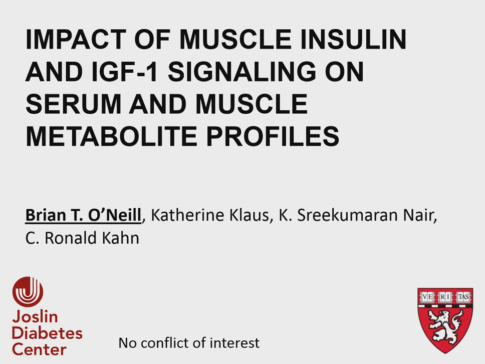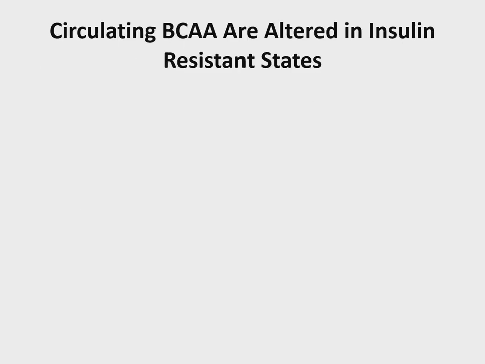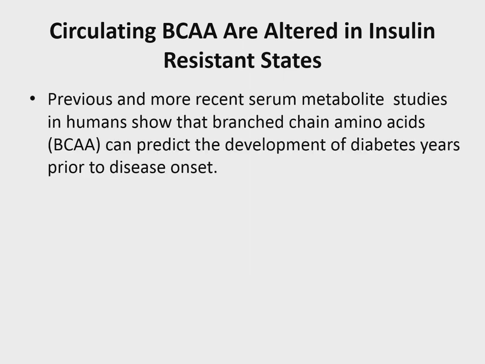So our lab is particularly interested in insulin action and insulin resistance and how these contribute to diabetes and other metabolic diseases. And the project essentially started from observations in the literature, some of which have already been mentioned in the series of talks before me, that circulating branched-chain amino acids are altered in insulin-resistant states. And as such, previous and more recent studies have shown that in humans, branched-chain amino acids can predict the development of diabetes years prior to disease onset.